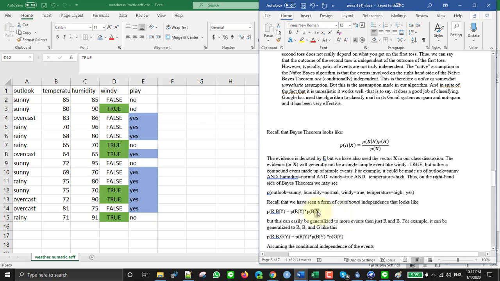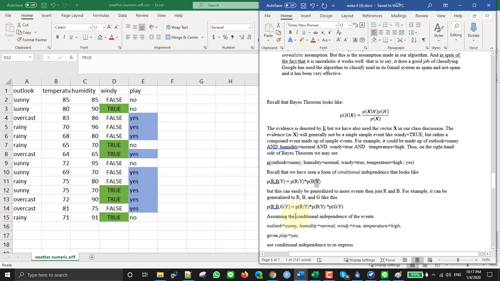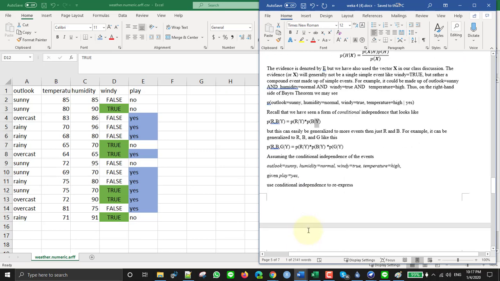Okay, so recall that we have seen a form of conditional independence that looks like this, but this can easily be generalized to more events than just R and B. So it could look like this. Instead of just R, B, you could have R, B, G given Y, and it would look like this. This would be called conditional independence for R, B, and G. So going back to our particular problem, assuming that these events are conditionally independent, outlook equals sunny and so on, given play equals yes, use conditional independence to re-express this.